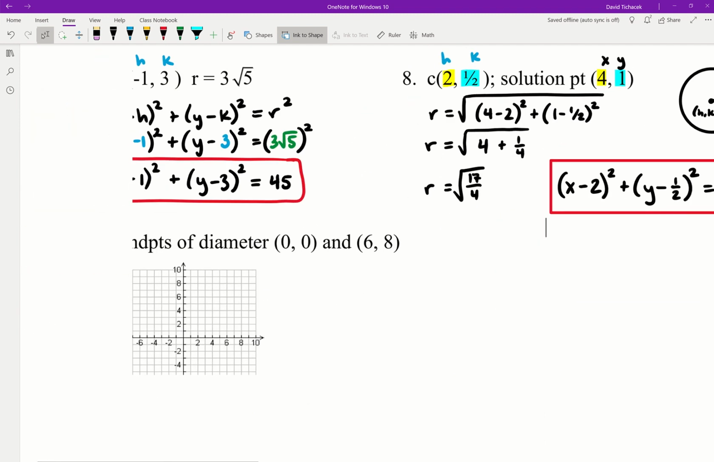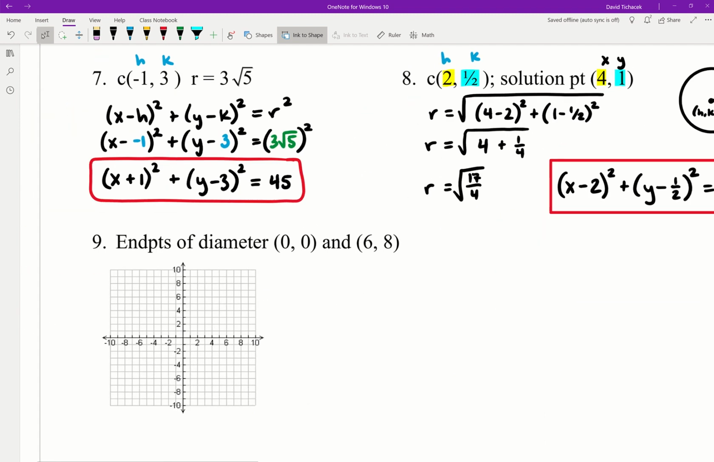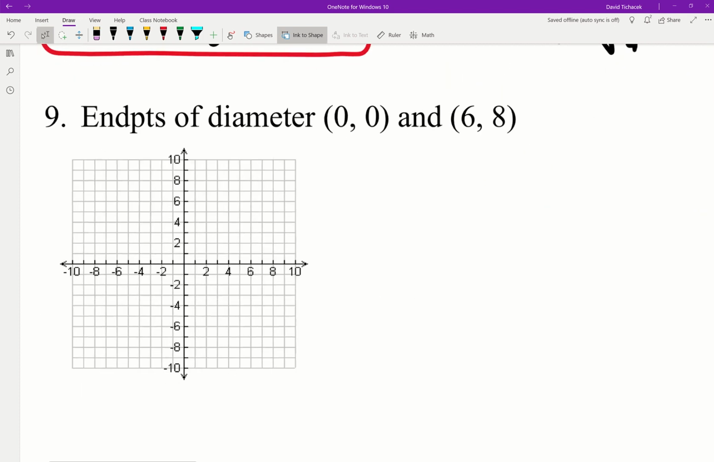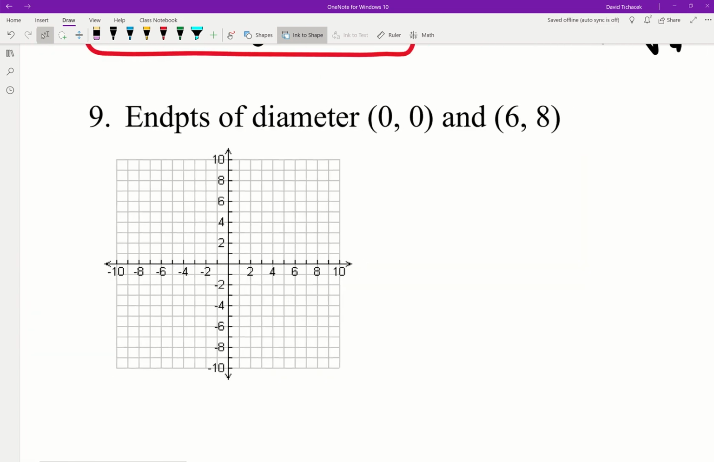So sometimes I'm not going to straight up hand you the center and the radius like I did in number 7. Maybe I hand you the means to find that information on your own. And then in number 9, this is exactly like that. So instead of handing you either the center or the radius, here I'm just going to give you the endpoints of a diameter. Okay, so maybe recalling back to geometry class, what is a diameter?